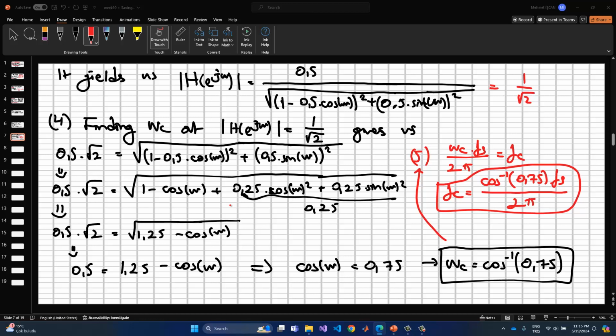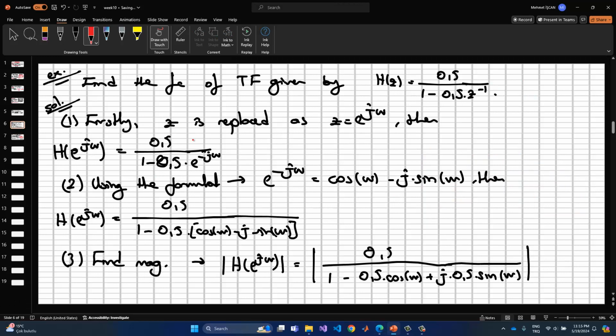Okay, and so in the previous lesson we talked about designing the FIR filter, finite impulse response filters. Okay, because the IIR has a closed loop feedback in here.